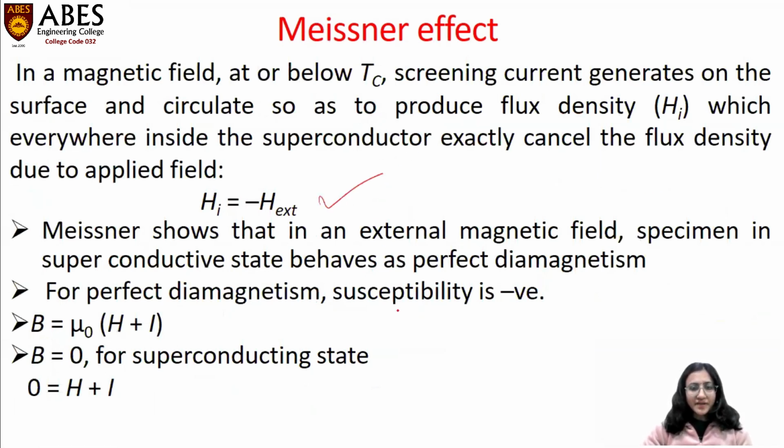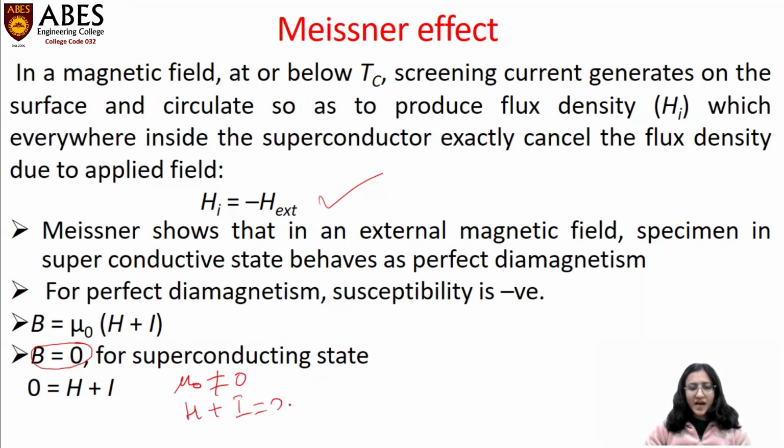Now, we can prove why field lines are basically excluded. We can prove it by this equation, where the magnetic field B is equal to mu naught (H plus I). This is a standard equation. Now we are saying that B is equal to 0 inside the specimen, as observed by the Meissner effect. So from this equation, mu naught cannot be equal to 0, so H plus I should be 0.